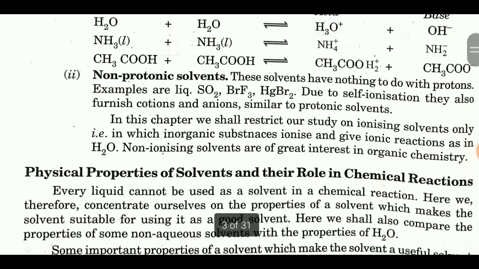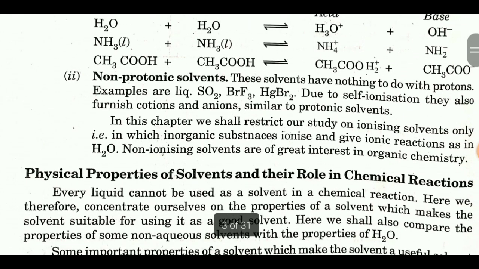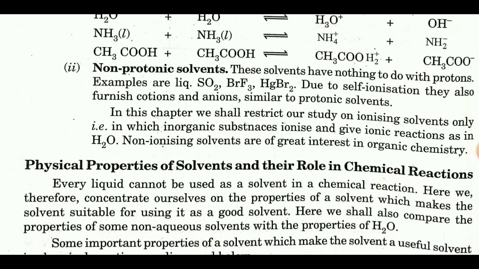Second, non-protonic solvents. These solvents have nothing to do with protons. Examples are liquid SO2, BrF3, HgBr2. Due to self-ionization, they also furnish cations and anions similar to protonic solvents. In this chapter, we shall restrict our study to ionizing solvents only, that is, those in which inorganic substances ionize and give ionic reactions, as in H2O. Non-ionizing solvents are of great interest in organic chemistry.